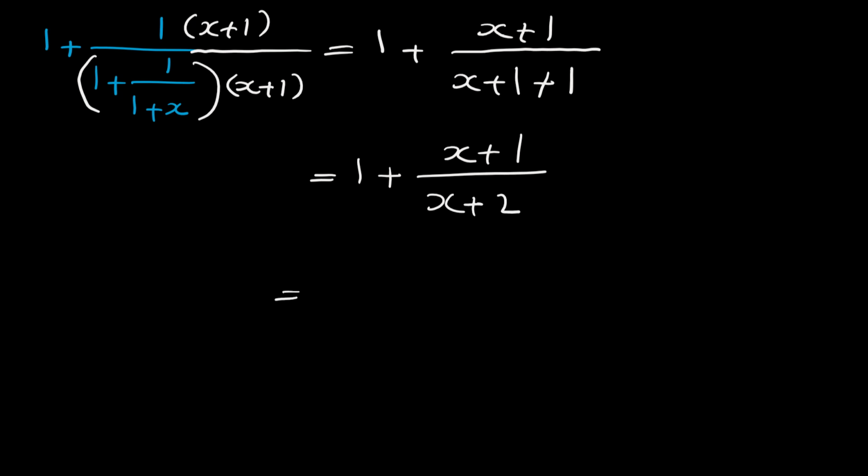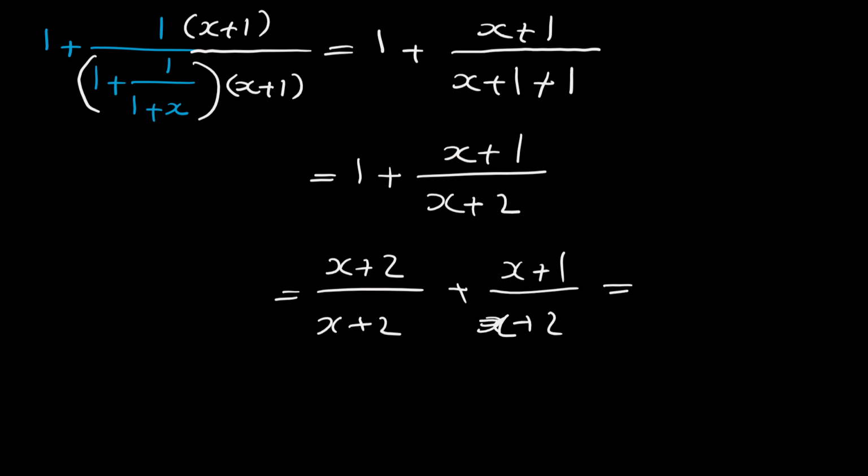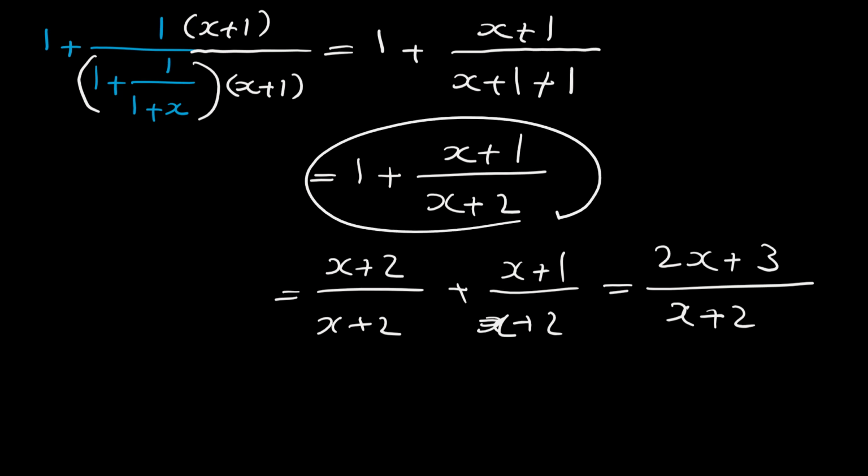Now here we do again a common denominator. X plus 2 over x plus 2 plus x plus 1 over x plus 2. And the final answer is x plus 2 here, and numerator is 2x plus 3. From here to here is same as the previous method. So as you can see, the answer is the same.